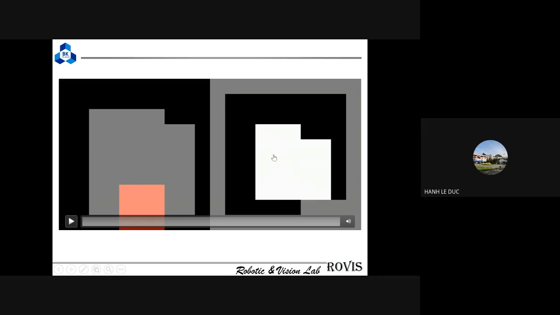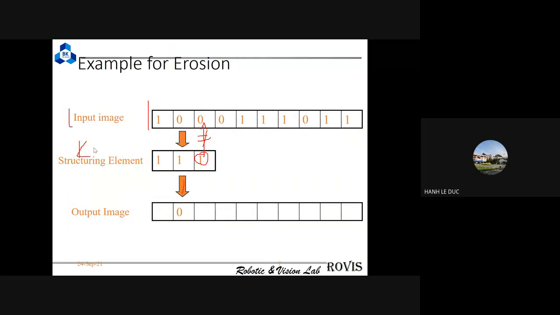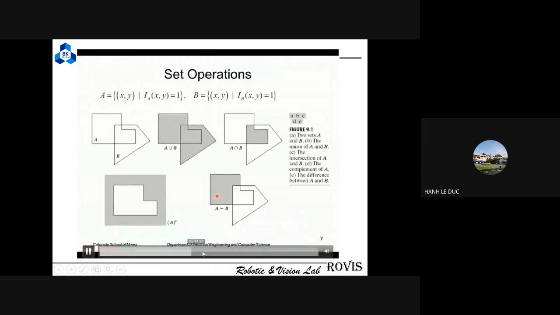So here you can see that the result is, how to say, is scale, right? Is a scale number, right? Scale number. So this is the function of the erosion. So let's see another example for clearer.